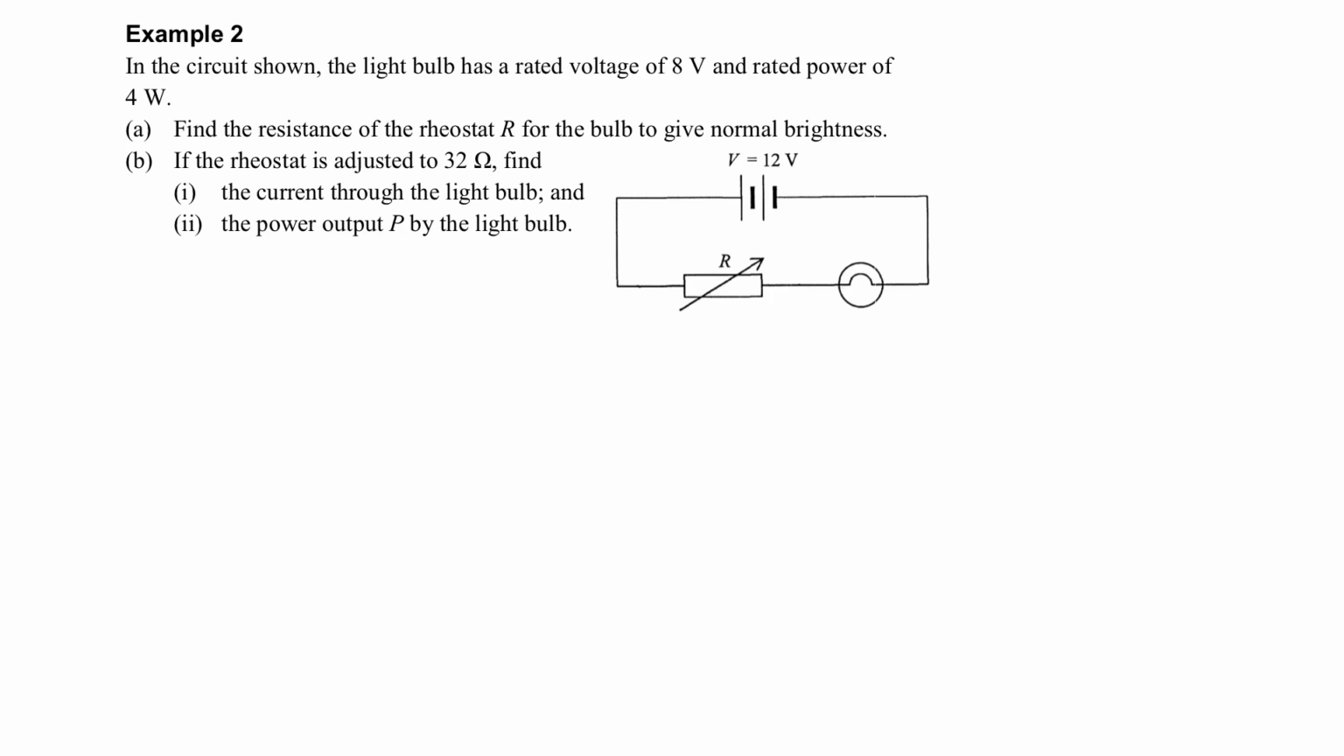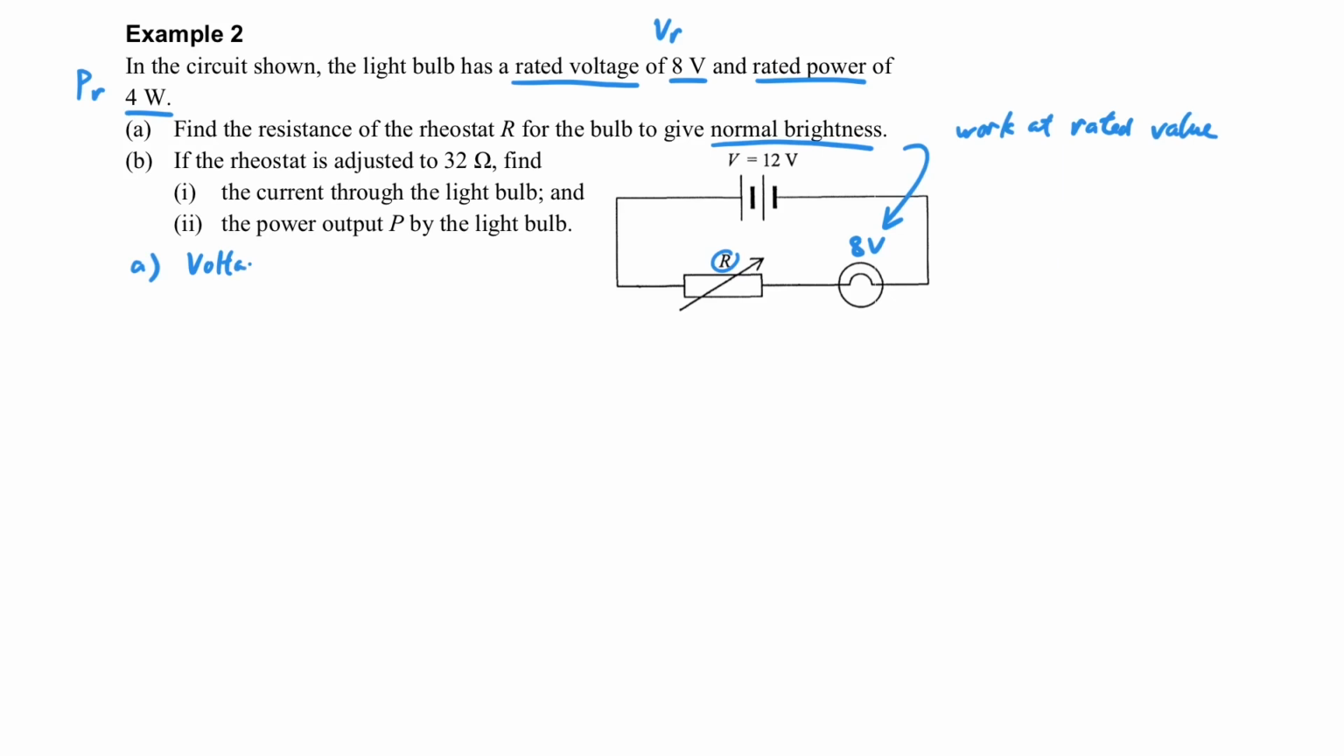Let's take another example here. In example 2, you can see there is a light bulb which has a rated voltage of 8 V and a rated power. But we have to be very conscious about whether it is really working at its rated value. In part A, it states that the light bulb gives out normal brightness. That means it is working at the rated value. That means there should be 8 volts across it.